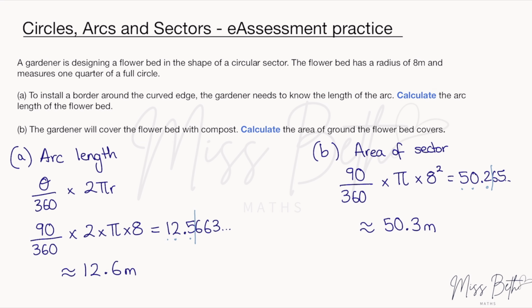50.3 meters squared. So remember, arc length will be units of measure that are not squared, and then area of a sector or anything with area, your units must be squared.